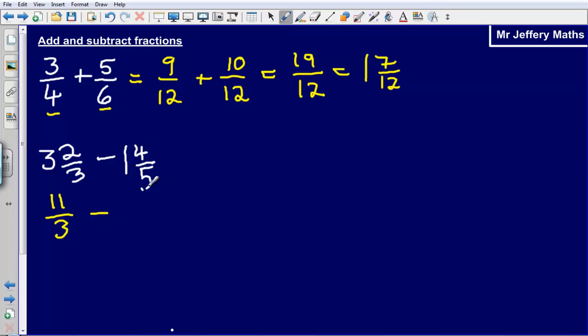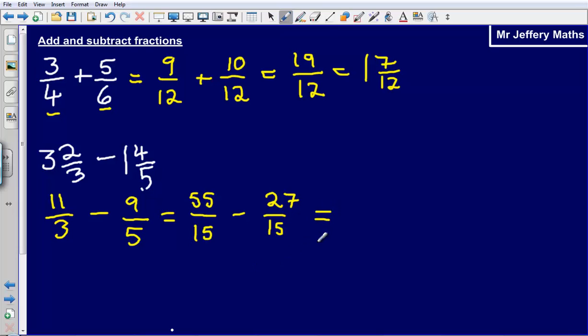And then 1 4/5, well, 5 times 1, add on 4, that gives me 9. So that is 9/5. So I have 11 thirds subtract 9/5. Again, I'm going to figure out what my lowest common multiple is here. The number I'm going to need on the bottom is going to be a 15. So I need an equivalent fraction for 11 thirds that has 15 on the bottom. Well, 3 has been multiplied by 5, so I just need to multiply the top part by 5 as well. And in this case, 9/5, the bottom part has been multiplied by 3, so the top part needs to be multiplied by 3 as well.